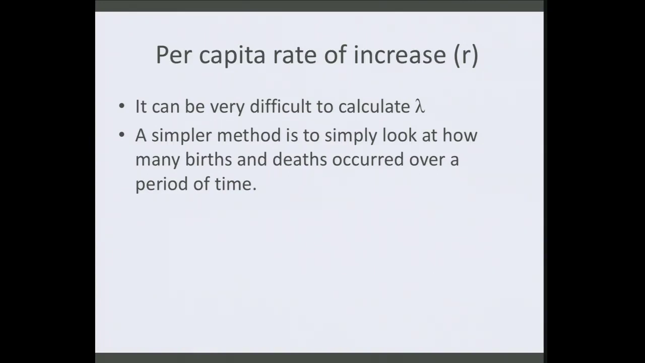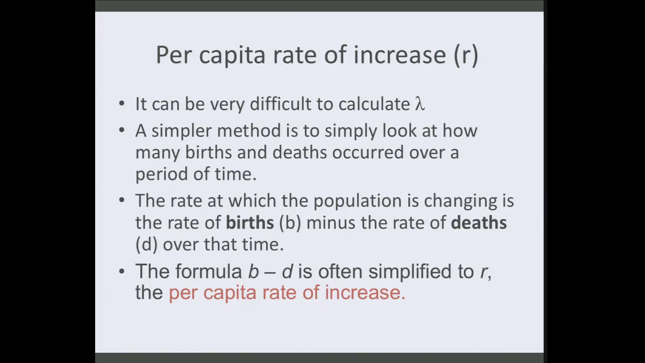So a much easier method to look at, rather than looking at lambda, is to simply look at how many births there are in a particular year or a particular month, and how many deaths there were in that particular period of time. And this might be something that's much easier to do if you're following a population. So how many were born and how many were dead. This can lead you to a very simple calculation.